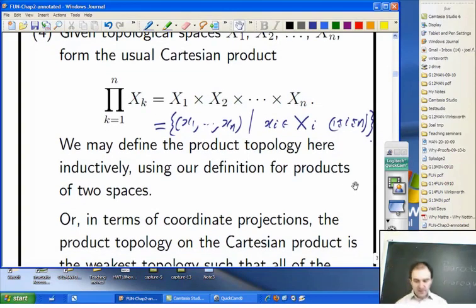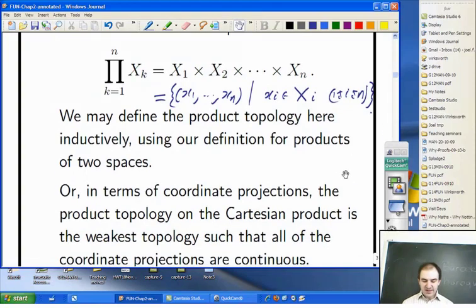So yes, you can do things two at a time, or you can just go back to the coordinate projections and say it's the weakest topology making all the coordinate projections continuous, in which case you end up with a subbase just like before. You look at all the open sets in X1 and all the preimages with the first coordinate projection, and that gives you some sets that have to be open. And then you look at all the open sets in X2 and look at the preimages of those with the second coordinate projection, and they have to be open, and so on.